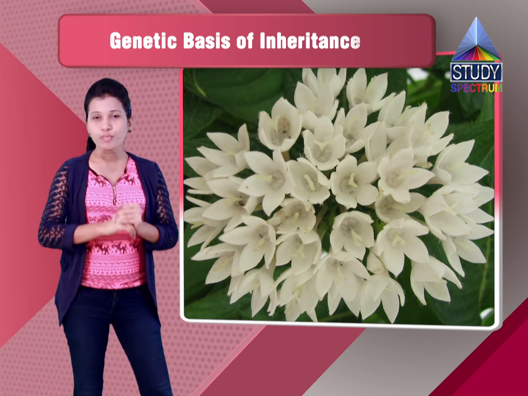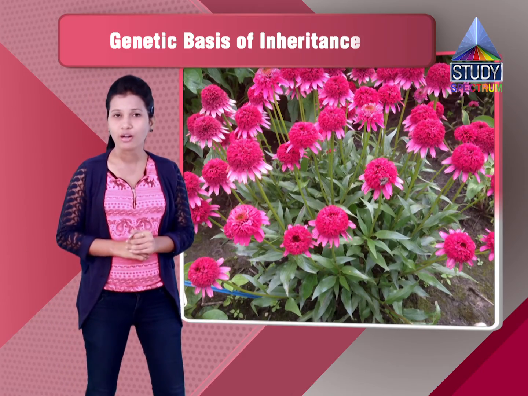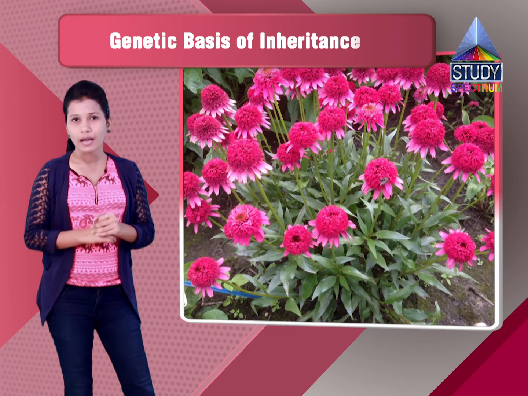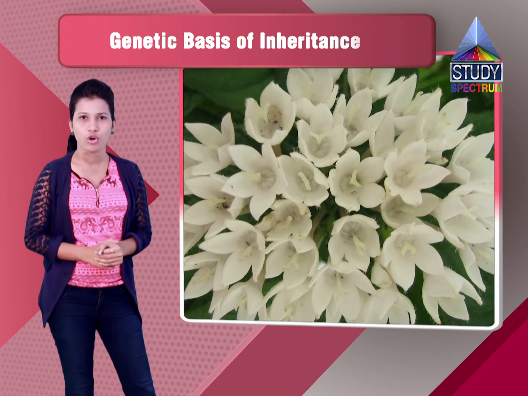So the gametes produced by the plant which is having red color flower will be capital R, and the gametes which are produced by the white color flower will be small r.